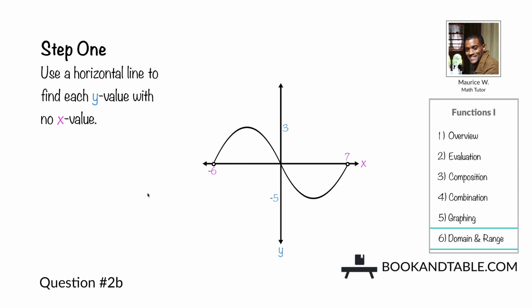Now let's take a look at the range. We will use a horizontal line to find each y value with no x value. So we'll start at the bottom and work our way up. So the range is from -5, and we see all y values are accounted for, even though -6 has a circle here and 7 has a circle here. We have a value at the origin here. So y values are accounted for between -5 to +3. So we have brackets enclosing -5 and +3.